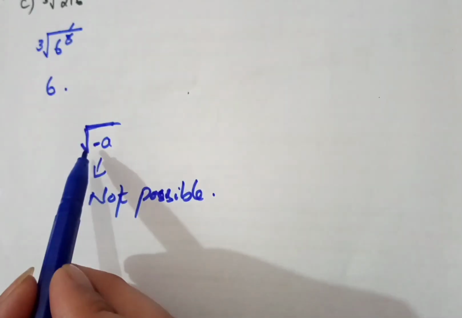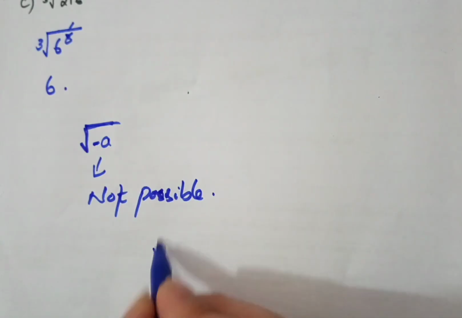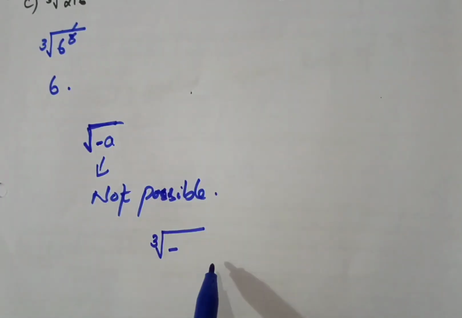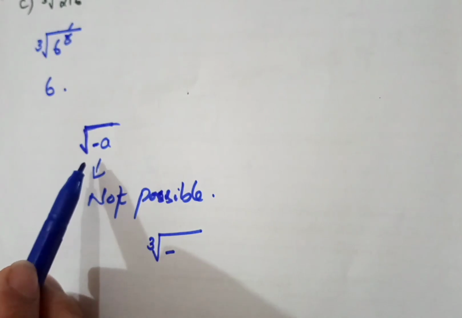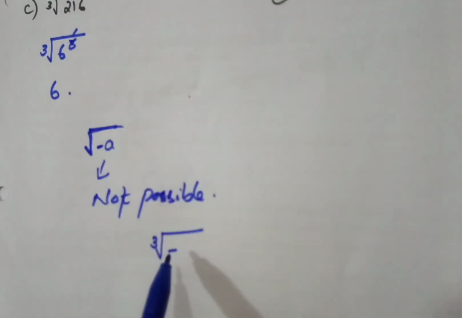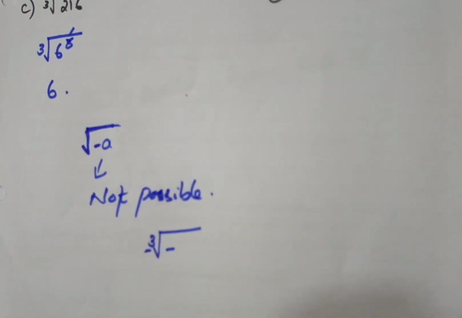So whenever there is a minus sign under the square root, the solution is not possible. But whenever there is a minus sign under the cube root, the solution is possible. Again, whenever there is a minus sign under the square root, the solution is not possible. But whenever this minus sign is under the cube root, the solution is possible.